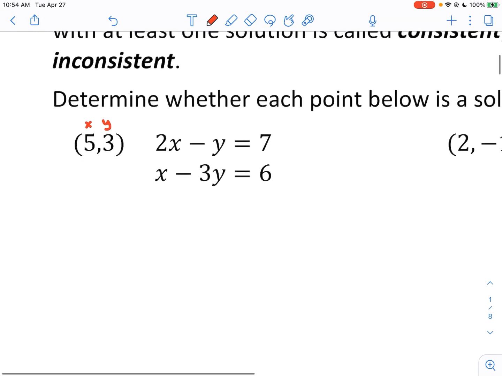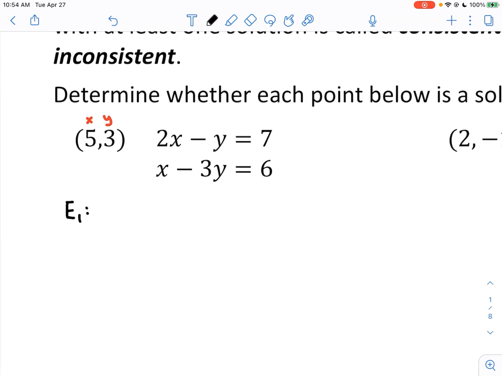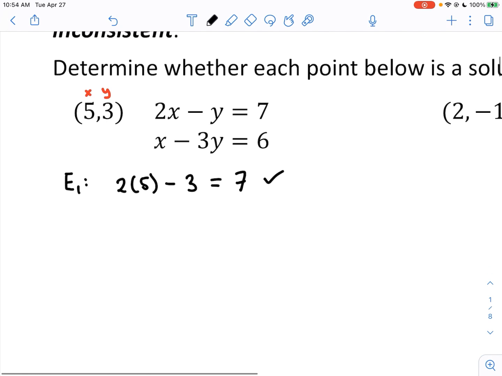So let's check equation 1. If you plug in 5 for x, so you have 2 times 5, at the same time that you plug in 3 for y, the question is, what does this produce? And we get 10 minus 3, we get 7, so equation 1 is satisfied.